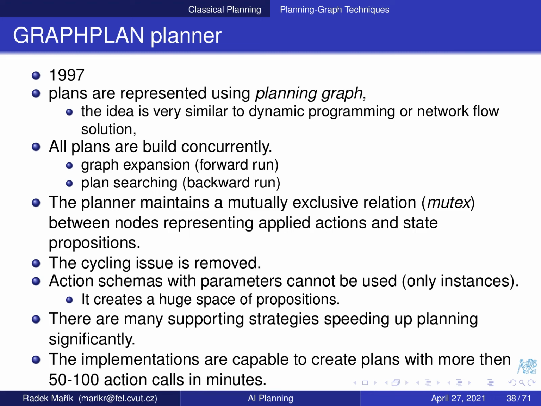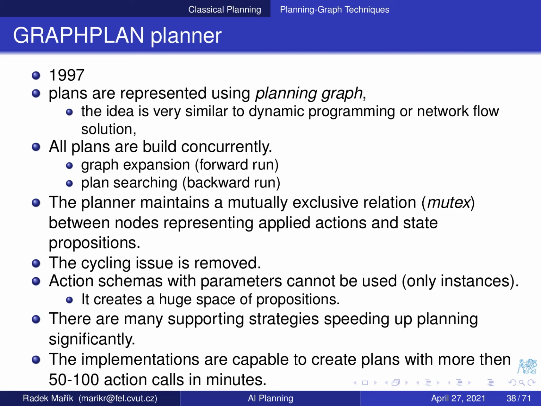Because you derive the full graph, the cycling issue is removed. Although there are plans discovered that also use cycling, they struggle with that looping. There are also other plans that we are able to search for that do not have this issue. The issue with this approach is that it cannot work with parameters. So basically with variables, you only have instances, and it creates a huge space of propositions. On the other side, there are many supporting strategies that are able to speed up the planning significantly.